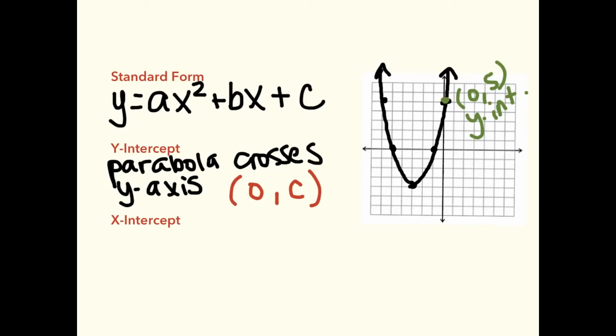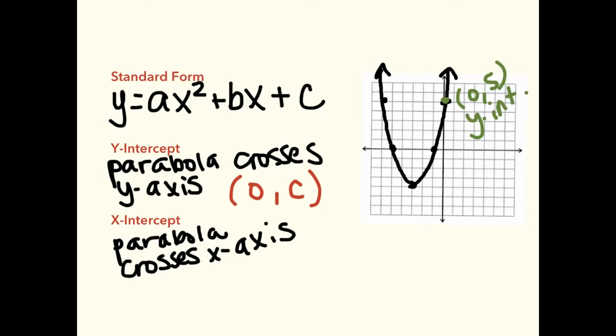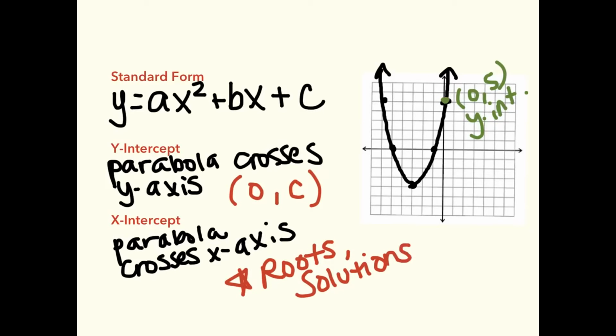Now the x-intercept is where your parabola crosses the x-axis. There are a lot of ways to find this, and we're going to learn multiple ways. But one thing you need to know for now is that x-intercepts are also referred to as roots, solutions, and zeros. So anytime they ask you for a root, a solution, or zero, they're talking about the x-intercept. That'll become very important as we go on through Unit 3.